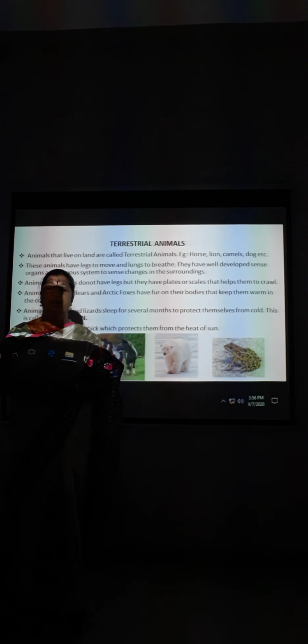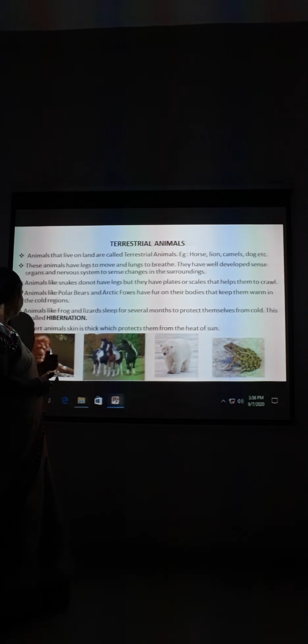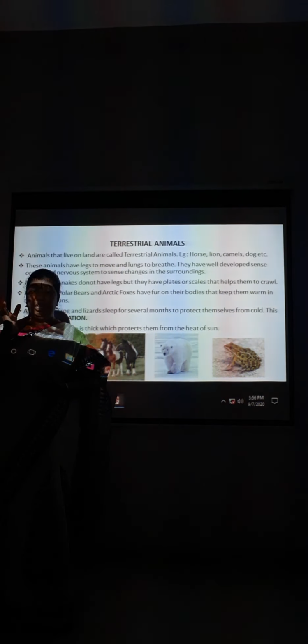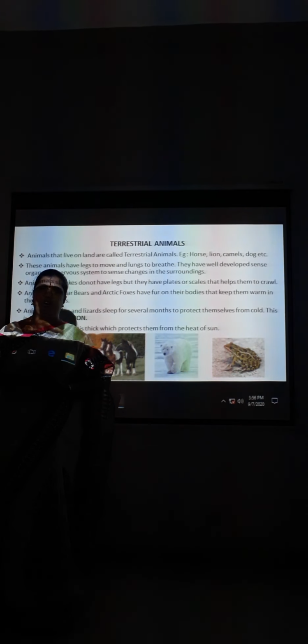They go to deep sleep during those months. And this process where the animal goes to sleep for few months is called as hibernation. Desert animals, skin is thick which protects them from the heat of the sun. We told, no, polar regions it is very cold. Now in the desert region it is very hot.